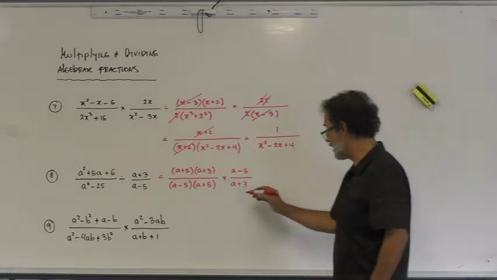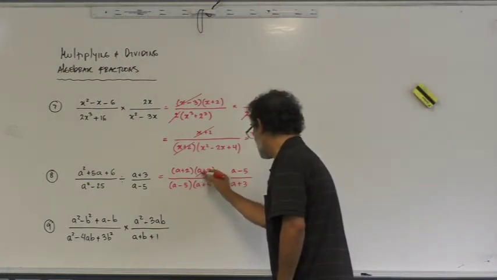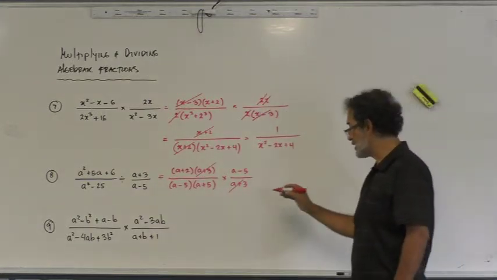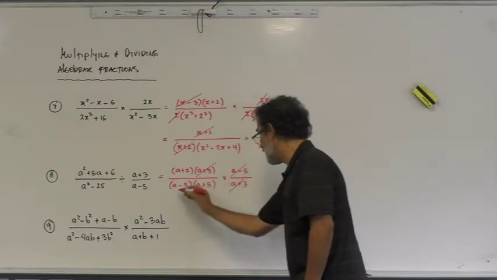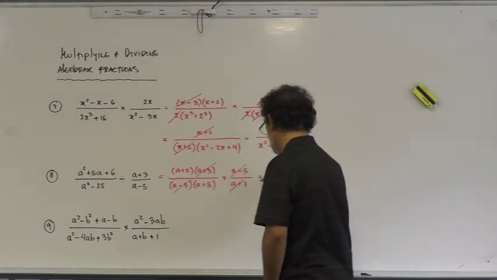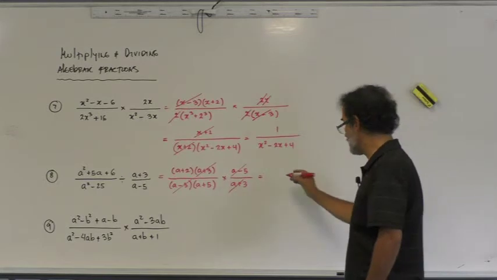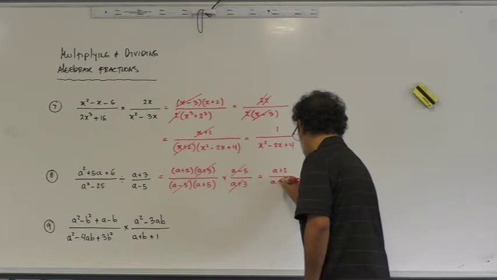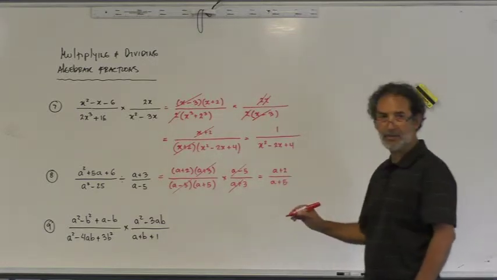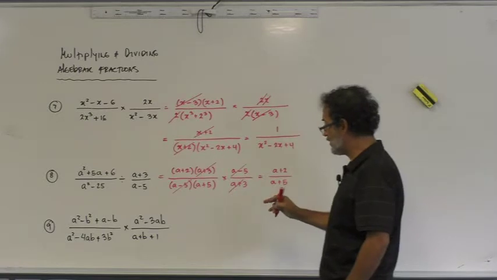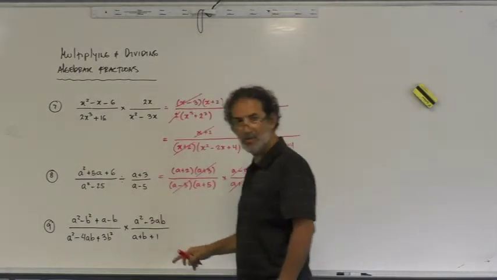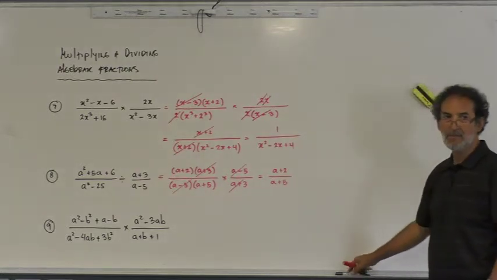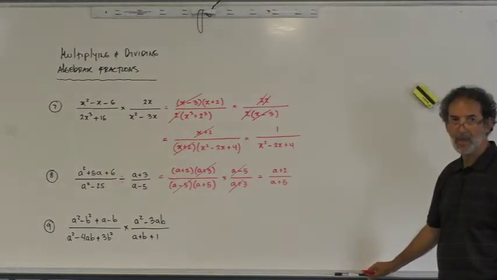Now, can you see that we can get rid of this, and also we can get rid of that? Can you see that we can also get rid of this and get rid of that? So the answer at the end is equal to a plus 2 over a plus 5. That's it. At the end of the day, this very intimidating division is equal to this. Got that? Any questions?